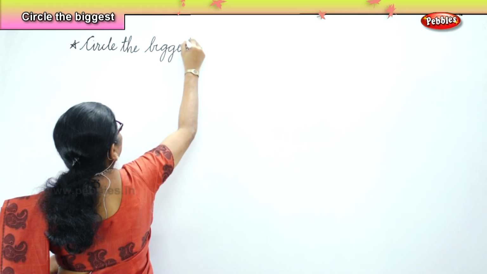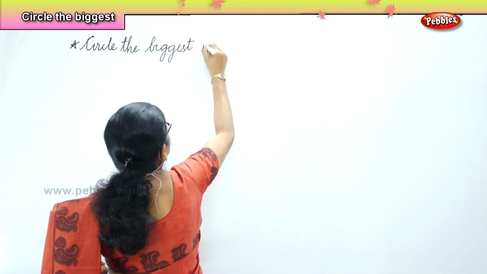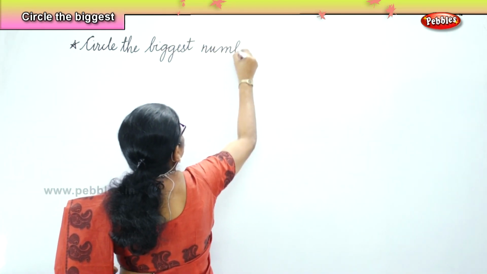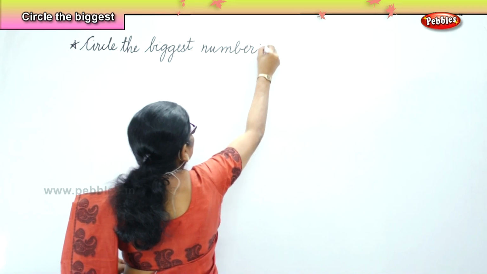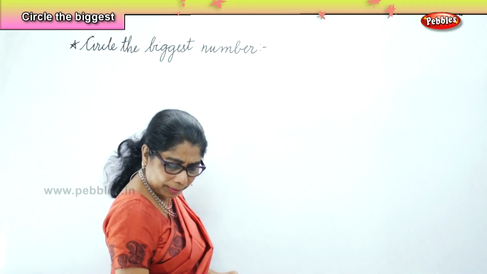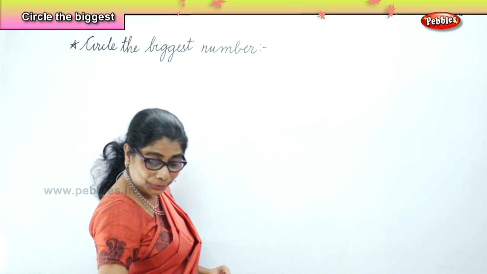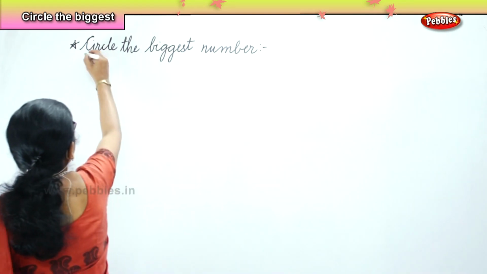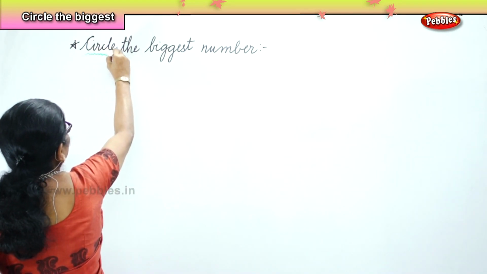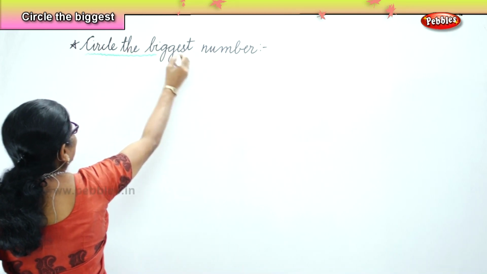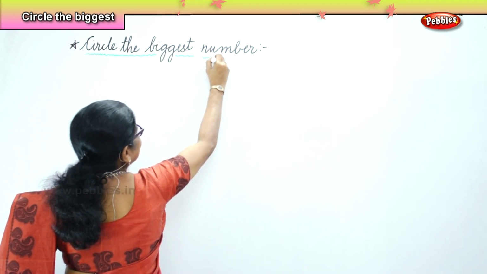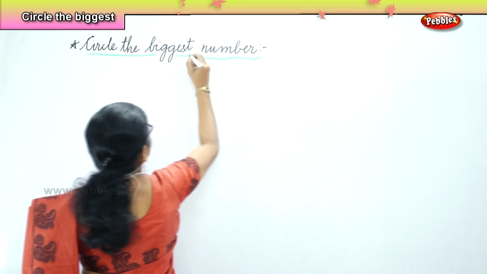Circle the biggest number. So in each row, about 4 or 5 numbers I'll give you. And what are you going to do? Circle the biggest among that, okay? Circle the biggest number. Good.